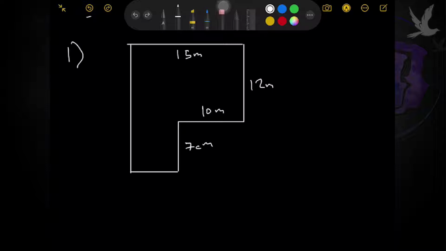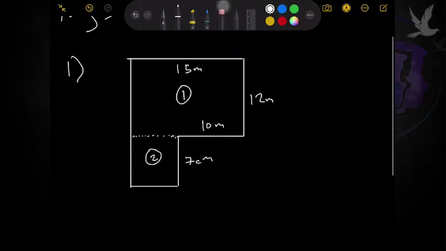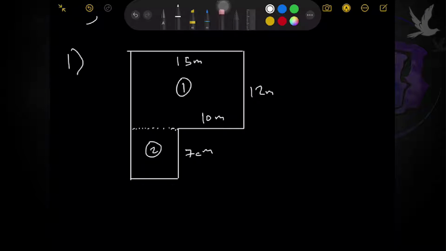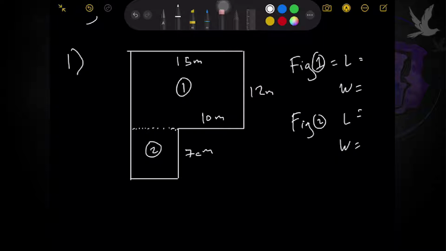In this case, we can cut this area, which gives us two figures, figure 1 and figure 2. All you have to do here is to identify the length and width for figure 1, and also for figure 2. Kasi ganyan lang naman yan. Data gathering lang muna tayo. That's very important. You need to gather data.